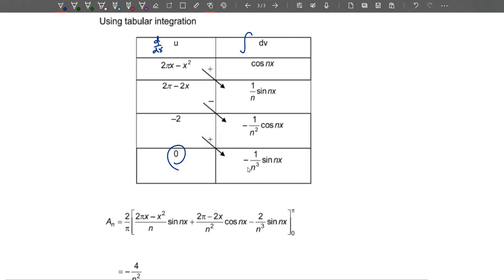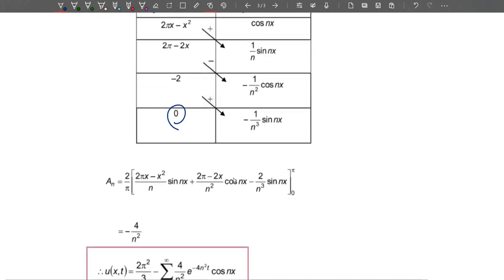Negative, positive, negative. It should be positive then. Positive 2 over n cubed sin nx from 0 to π. So after substitution, you're going to get this value, negative 4 over n squared. As usual, I will for sure do it with you.